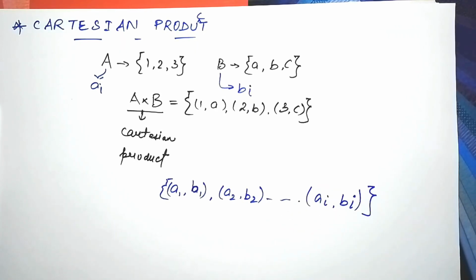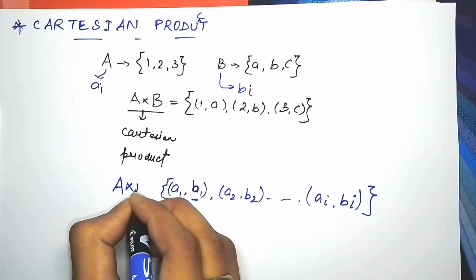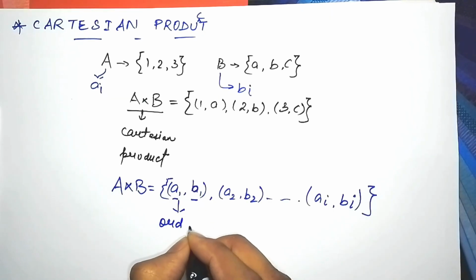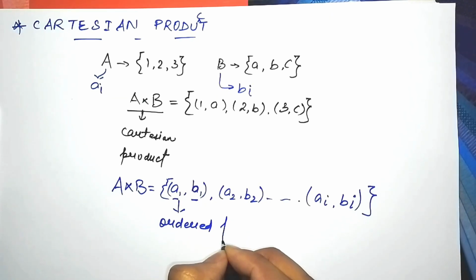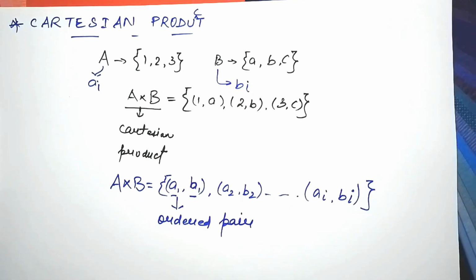And one more thing that you have to keep in mind, that A1 must come before B1 when we are doing A cross B. Why? Because this is called ordered pair. It's called ordered pair. So we must make ordered pairs.